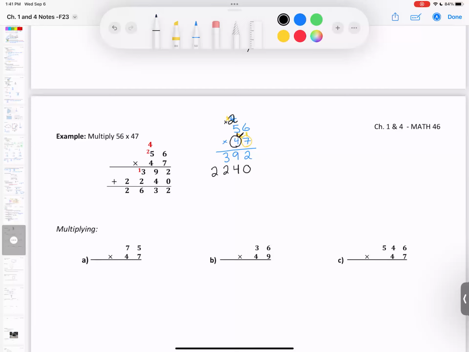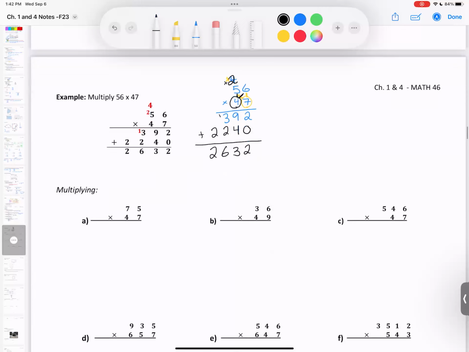Okay, so first step is to multiply everything by what's in the ones column on the bottom. Second step, move 1 over, so in this case to the tens. If there were hundreds, we would move 1 over and do another line down on here to figure out what the hundreds multiply out by. So you go digit by digit. Once you're done, you're going to add those numbers up. So we get 2,632. So let's try a few more of those.